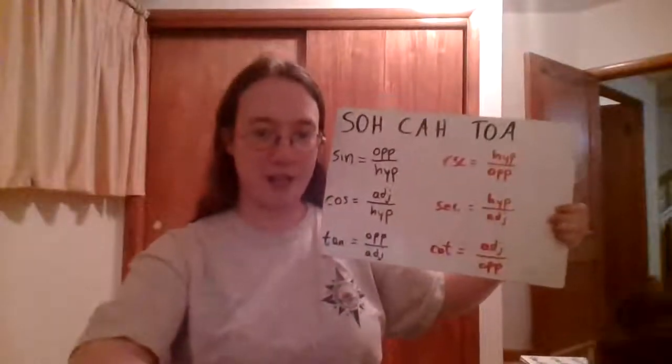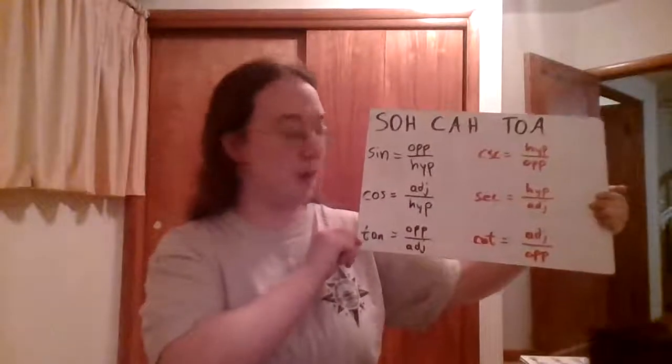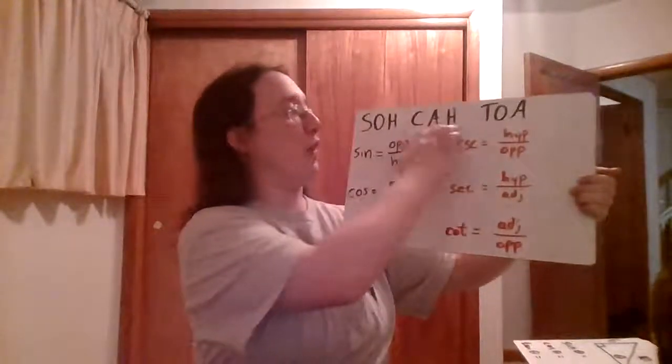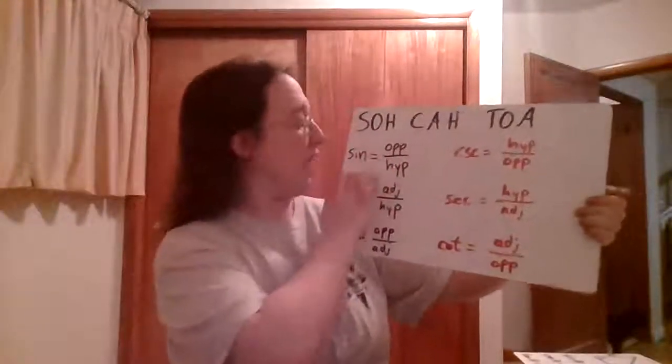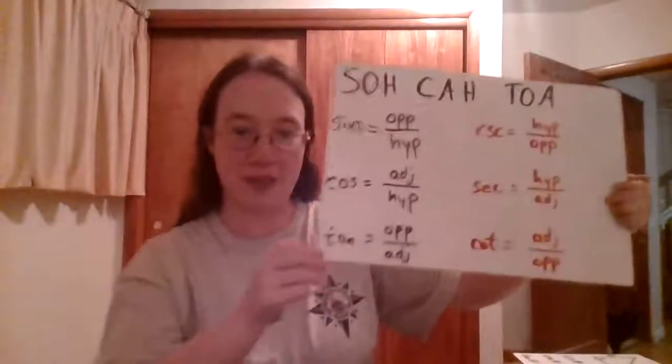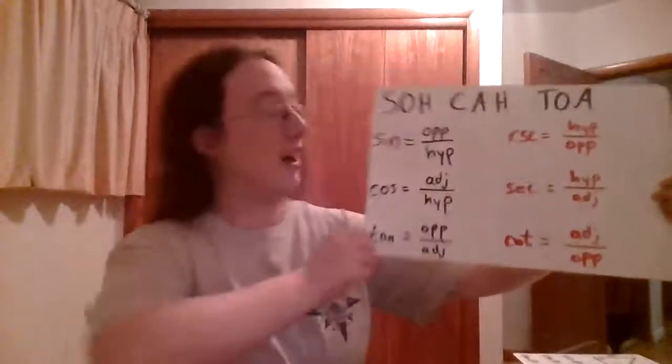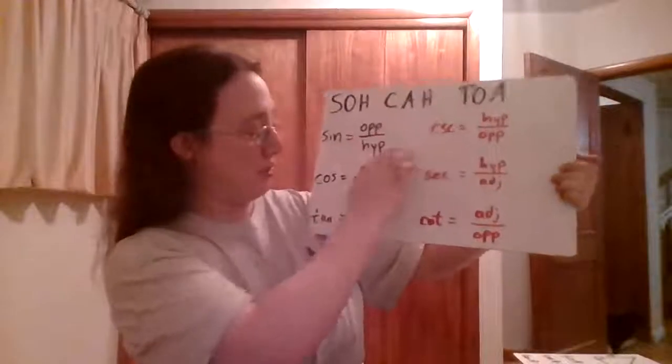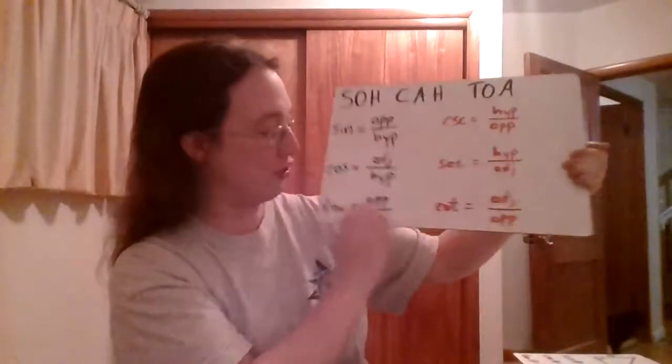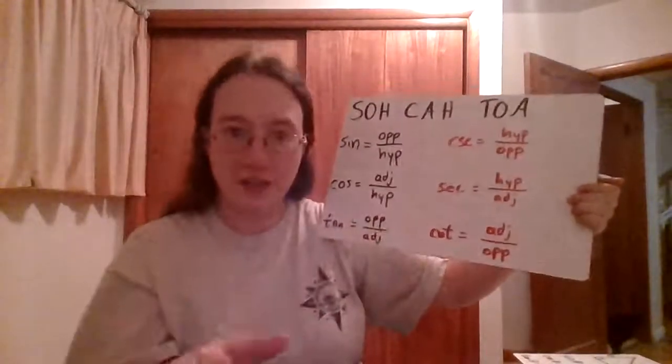Alright, so the first bit of this is a little bit of review of what we were doing in geometry around this time last year. So some of these probably look familiar. SOH CAH TOA, standing for sine, cosine, tangent. Hopefully that's not new. Sine is your opposite over hypotenuse, cosine is your adjacent over hypotenuse, tangent is your opposite over adjacent. That part's not new.